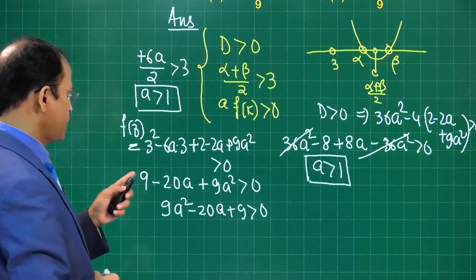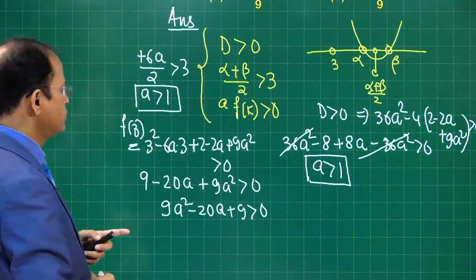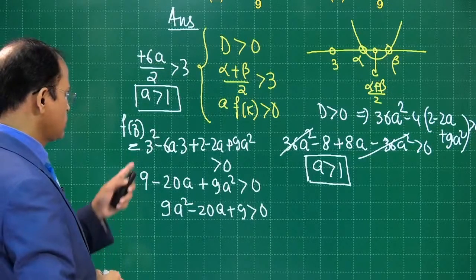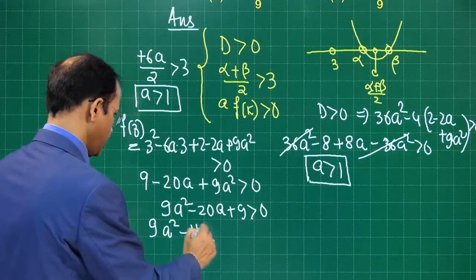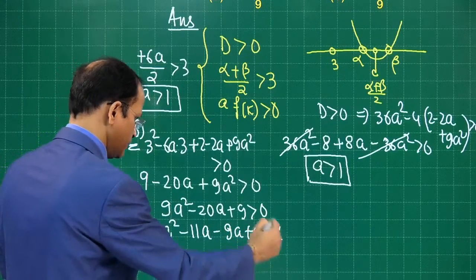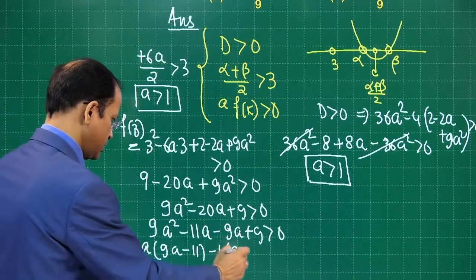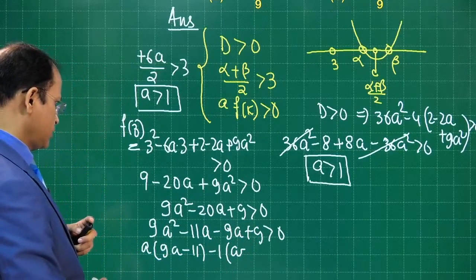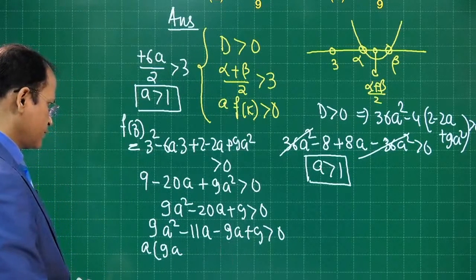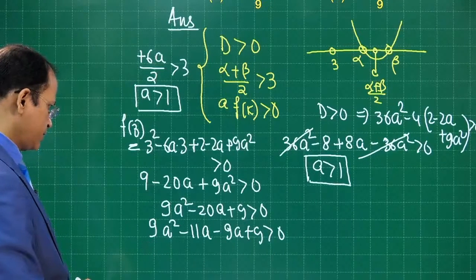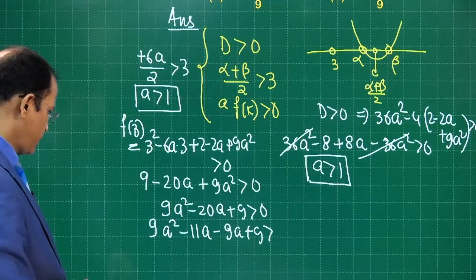Just have a look at this part. 20a we have, something is missed out. This is 18a, 20a, right? So we can write it as 11a minus 9a plus 9 is greater than 0. Got it? Just have a look at this calculation part. Oh, sorry, 9. So we can just check it here. Just have a look at this part.